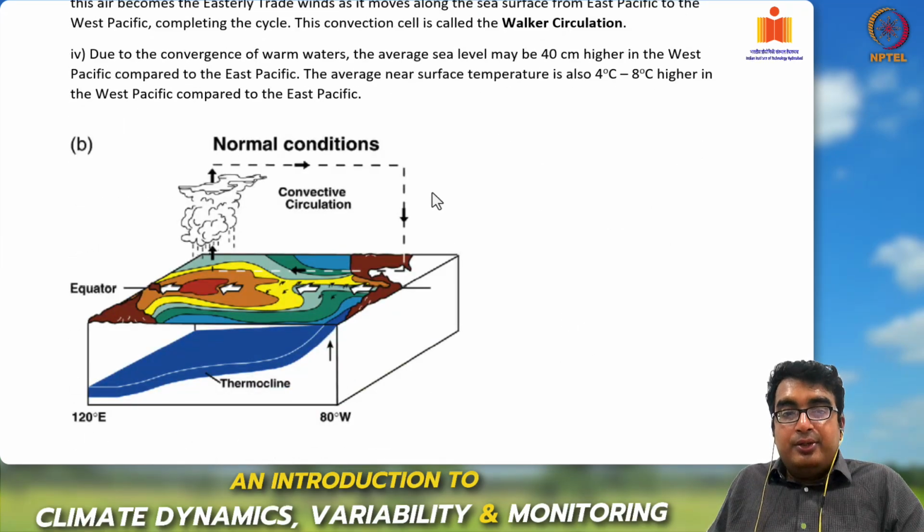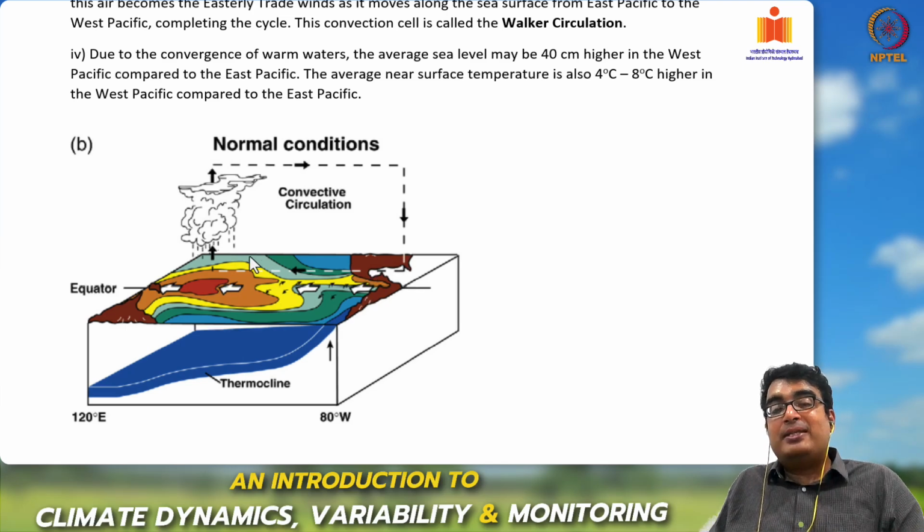So, here is the normal Walker circulation that we are seeing. This is the East Pacific, this is the West Pacific. Here is the coastline of America, here is the coastline of Australia and Indonesia. This red region is hot water, this blue and green region is cold water.